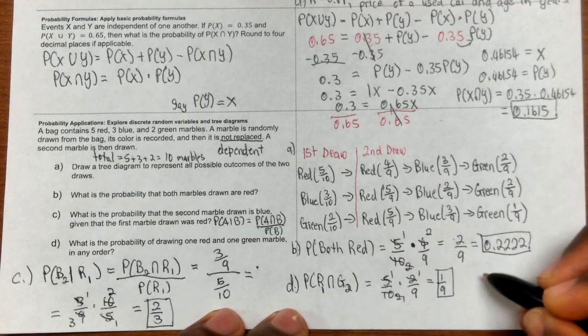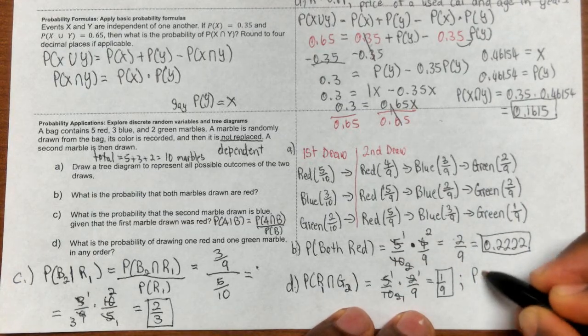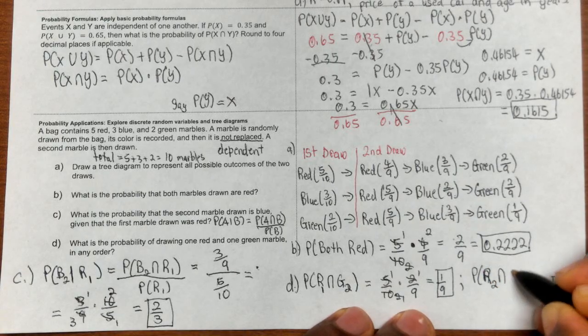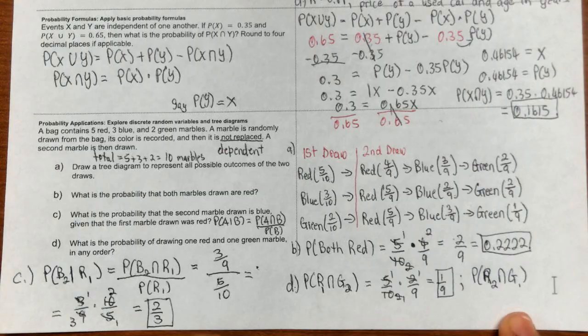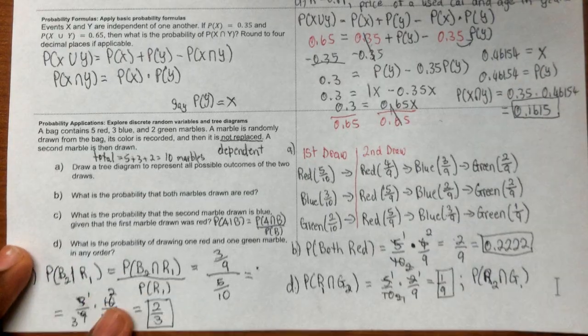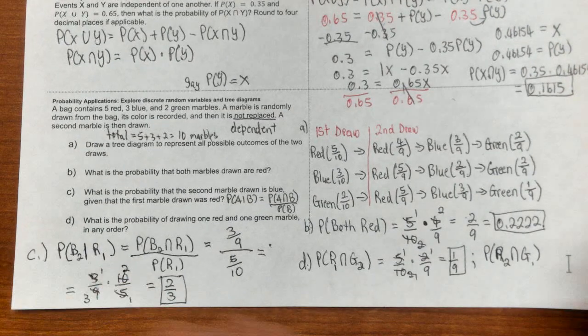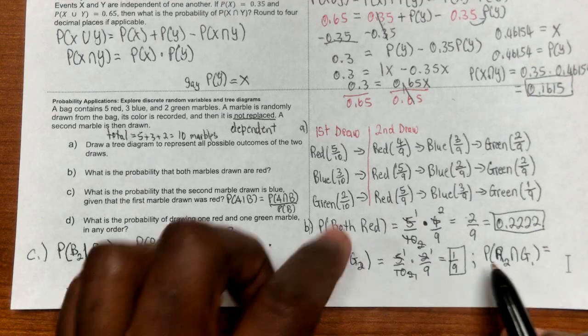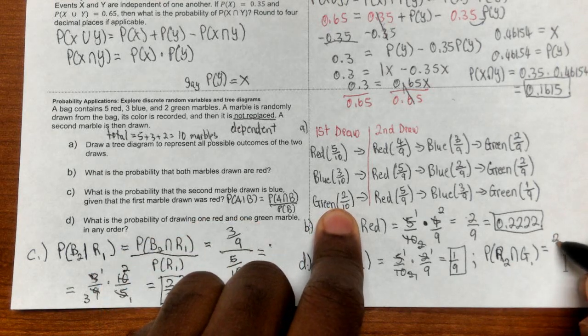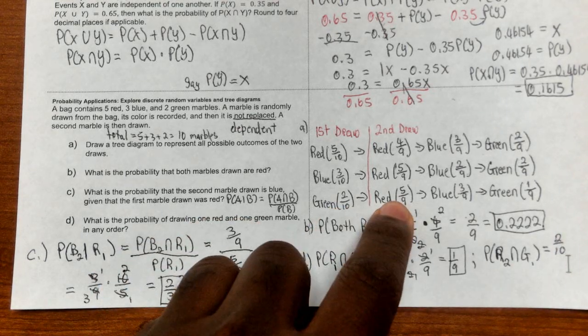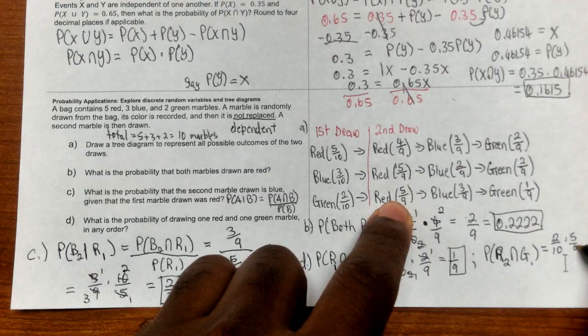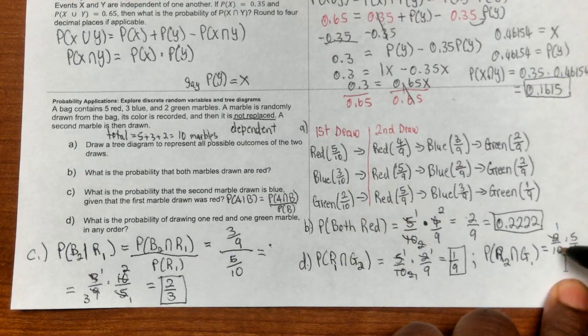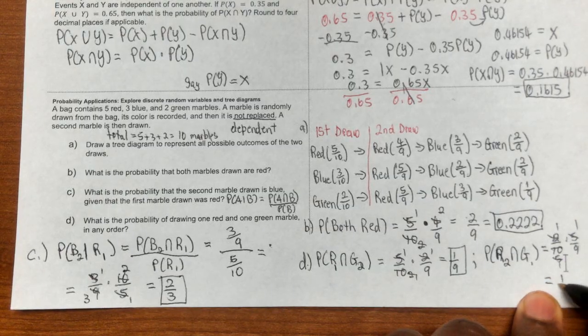What I also need to find is the probability that the second one is red and the first one is green, because it doesn't matter the order, so I need both of those probabilities. To calculate this, the first one is green, 2 out of 10, and the second one is red, 5 out of 9. Simplifying, this would be 1 out of 9.